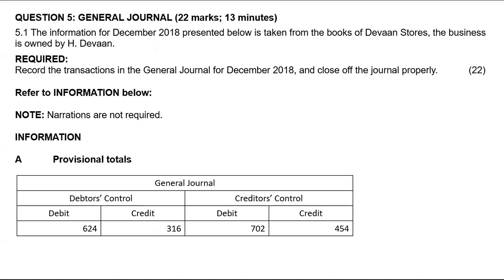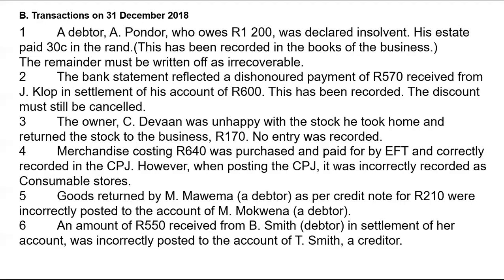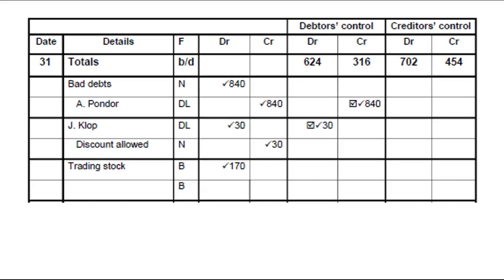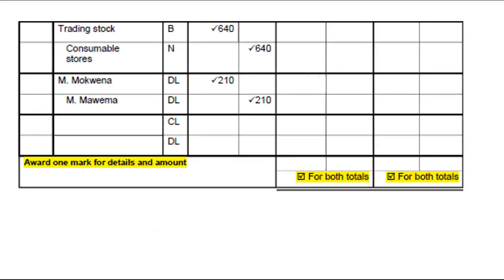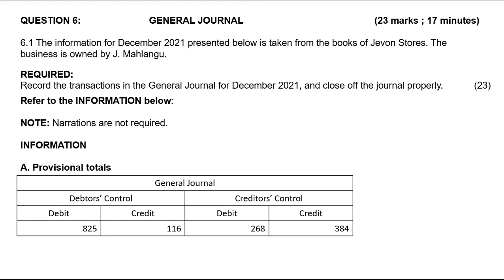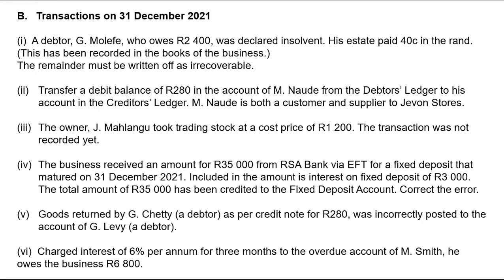Give yourself 13 minutes to complete this. And check out the solutions. Give yourself 17 minutes to complete this. Please know that if I'm moving too fast, you just play it in slow motion or you just pause to make sure that you complete it. These are just past papers, grade 10 past papers. And these are the transactions here. Let's see.